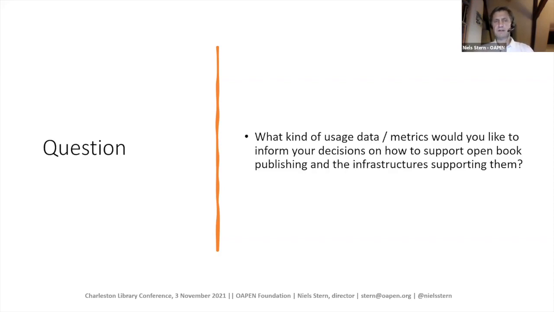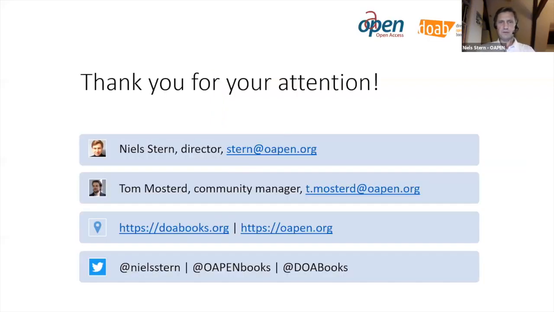So what kind of data will inform your decisions around open access books, as opposed to the kind of data that have informed decisions around purchasing or licensing books? I think these are some of the questions I'd like to raise to you. With this, thank you very much for your attention.